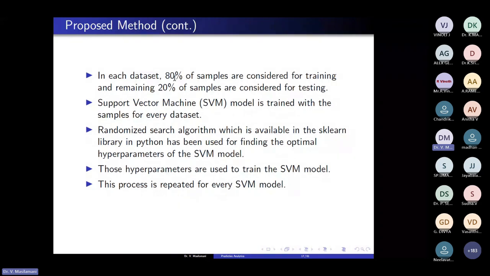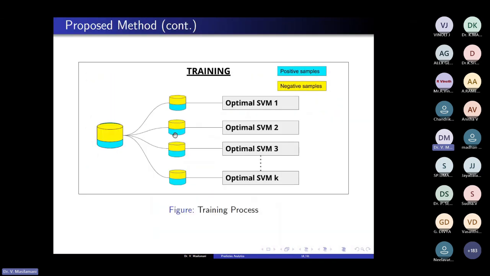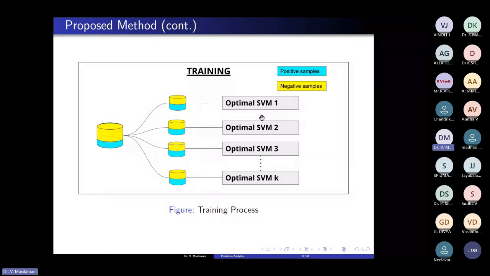And in each small data set, 80% is used for training, and the remaining 20% is used for testing. We build a support vector machine on this 80%, and then we test this support vector machine on this 20%. As you see here, one SVM is built on this, called SVM1. Another SVM is built on this, called SVM2. Another SVM is built on this, called SVM3, and so on. What is this optimal SVM? We are doing hyperparameter tuning. SVM can be linear or non-linear, and for each one, there are some other parameters, right?